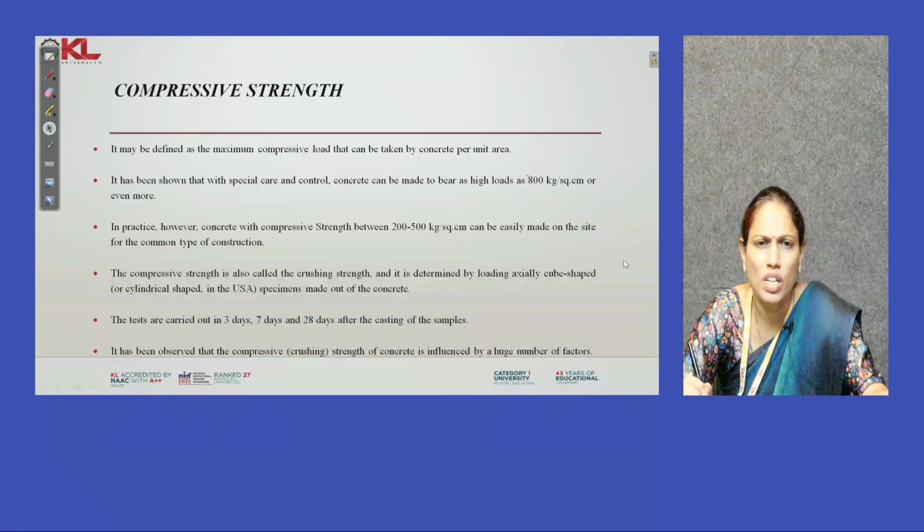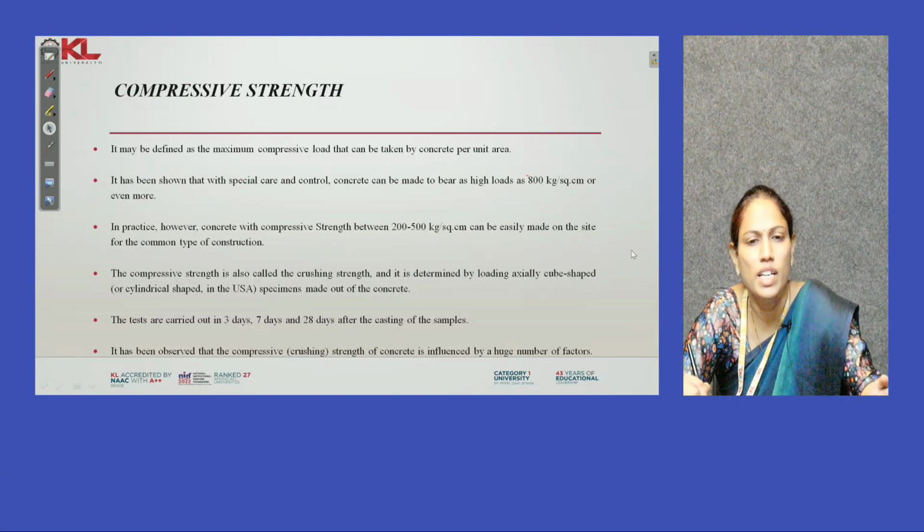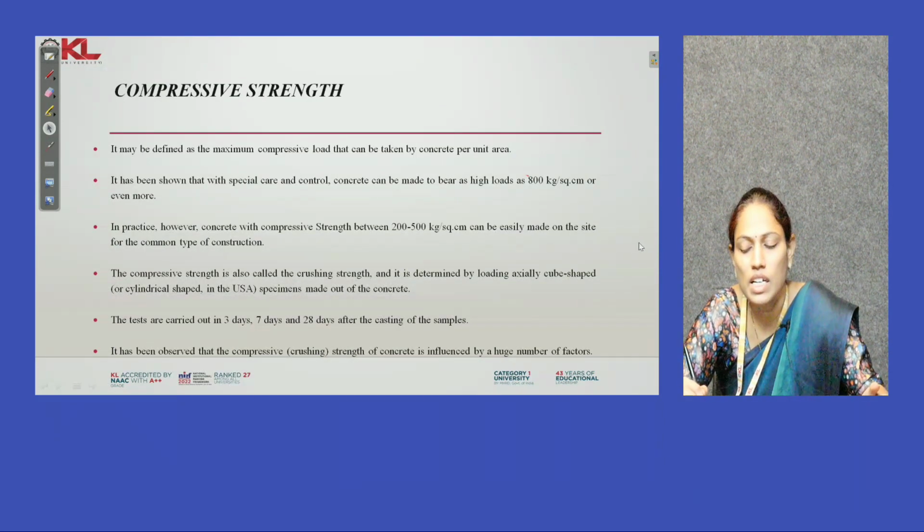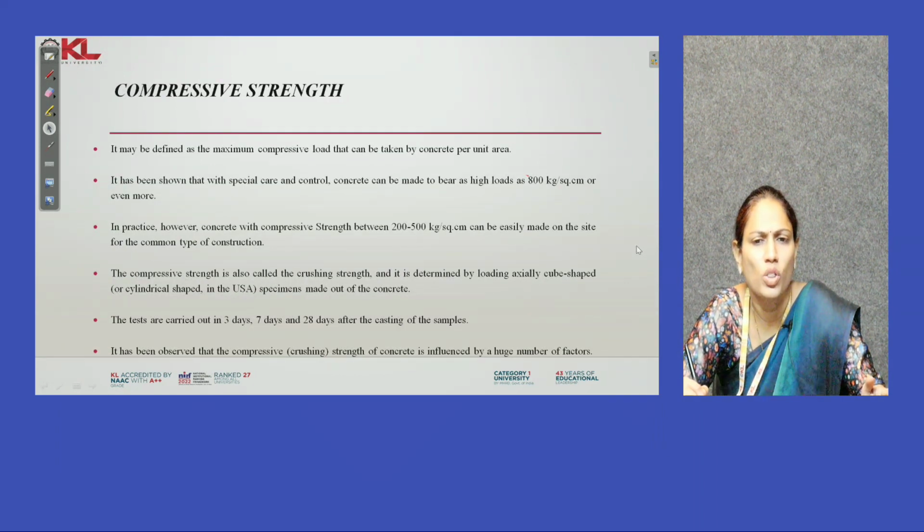So what is compressive strength, and how do we calculate it per unit area, and how special care can be taken with the compressive strength. Using certain cube specimens at 3 days, 5 days, 7 days, and 28 days, we cast them and test the samples, and only then do we go for the real construction. It has been observed that the compressive crushing strength of concrete is influenced by a huge number of factors.